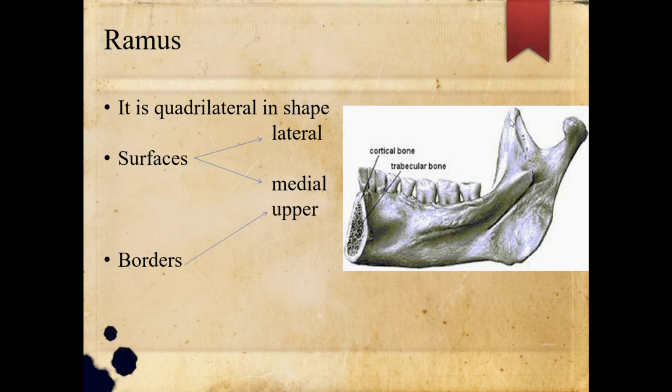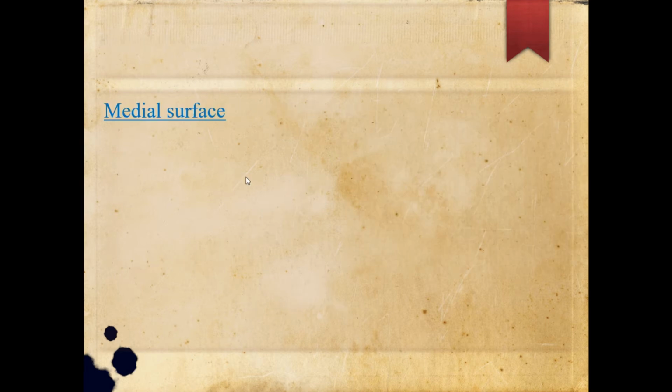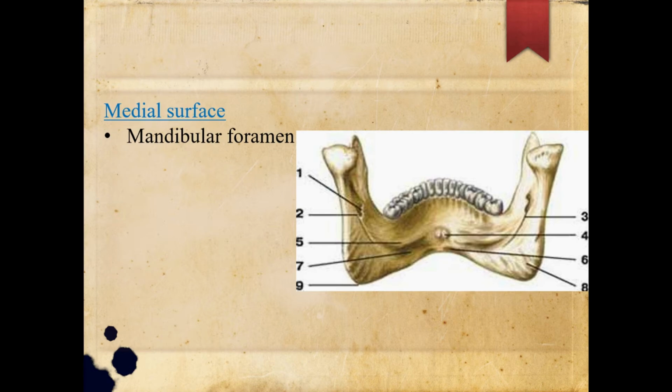They are upper, lower, anterior, and posterior borders. Medial surface. Mandibular foramen. The mandibular foramen lies a little above the center of the ramus at the level of the occlusal surface of the teeth.